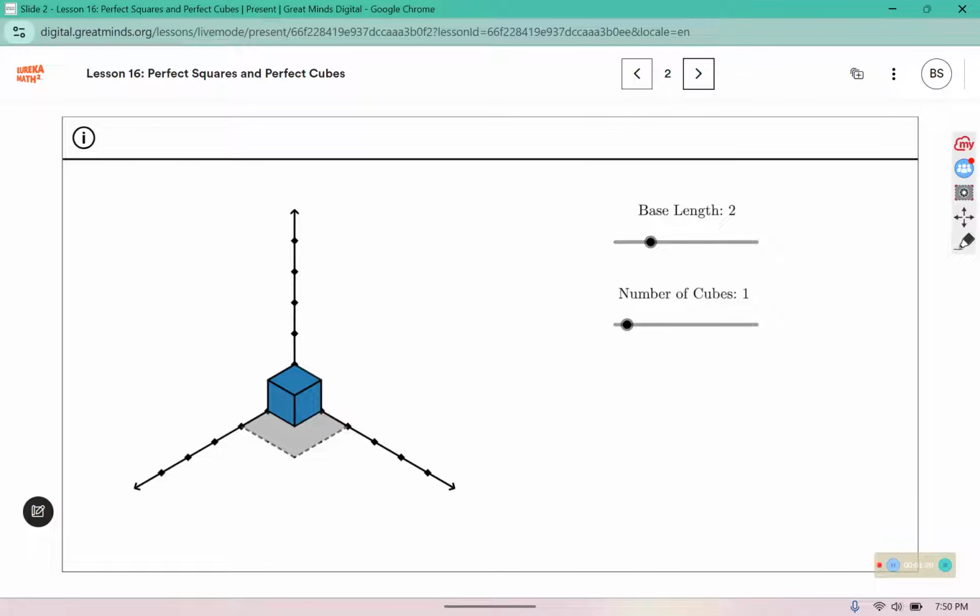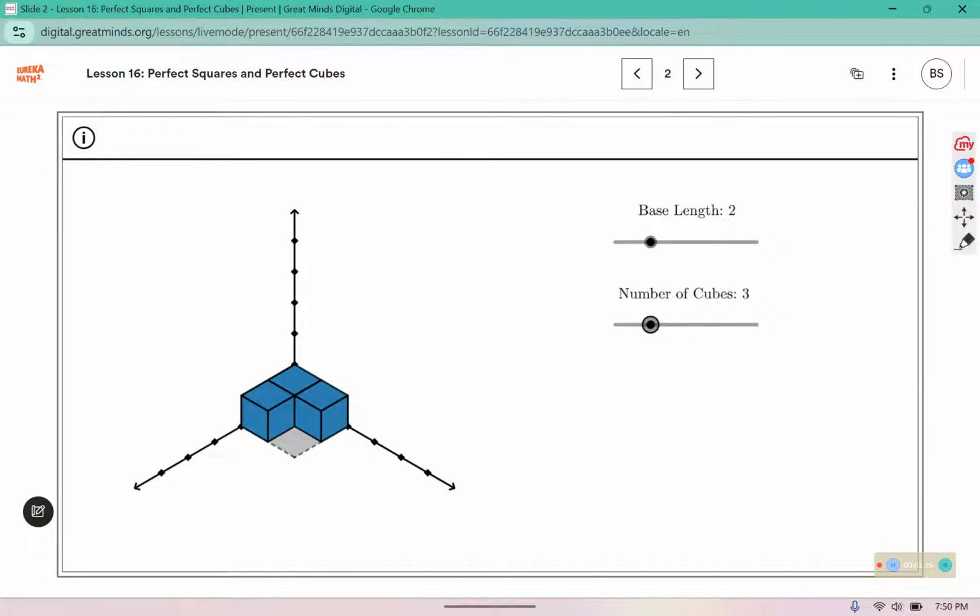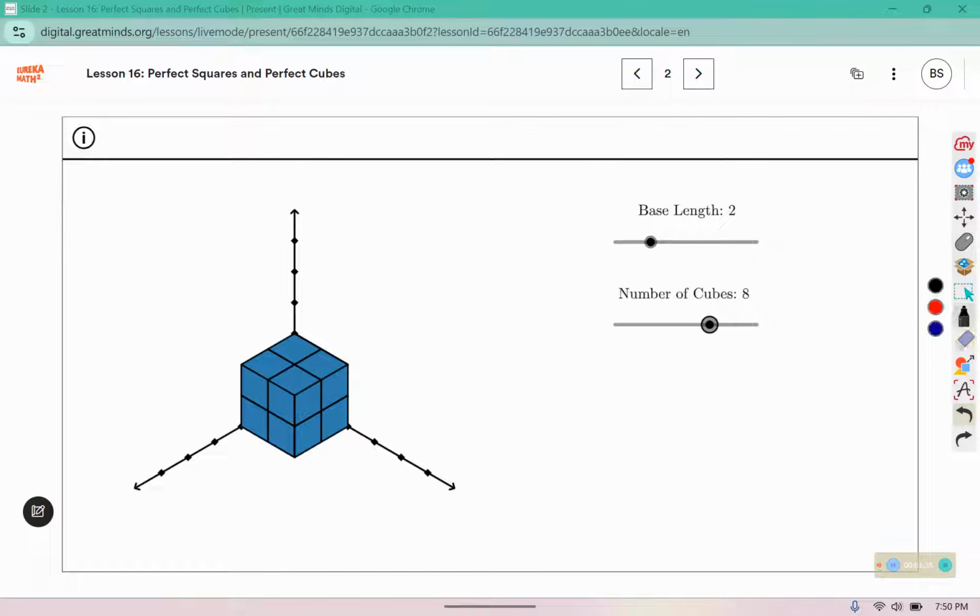In the cubes, if we wanted a 2 by 2 by 2, we would have 4 across the bottom, but we need to fill in the second row as well, giving us 8. So 2 cubed requires 8.